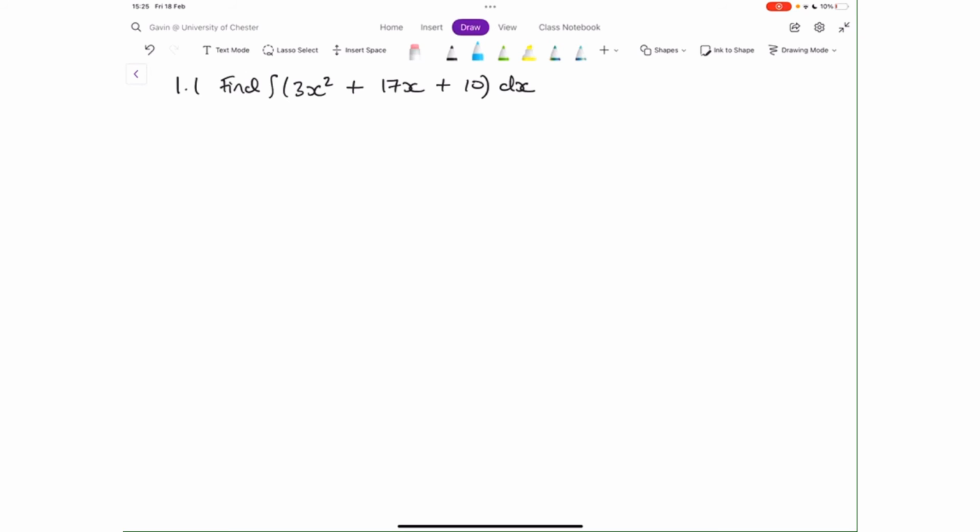We need to first add 1 to the power and divide by the power. So again, add 1 to the power and divide by the power. Of course, there is an implied x to the 0 here, so this just becomes 10x. And we can simplify this slightly. 3 over 3 is 1, so that just becomes x cubed plus 17 over 2 x squared plus 10x. And I'm forever forgetting these constants of integration. Don't forget those.